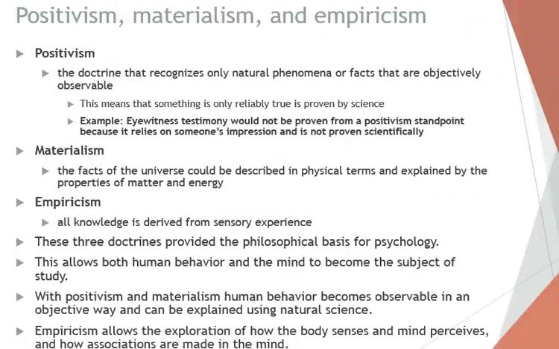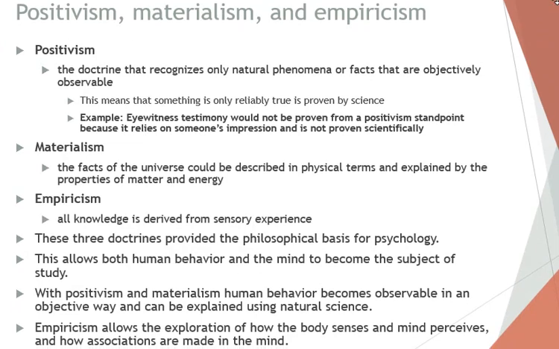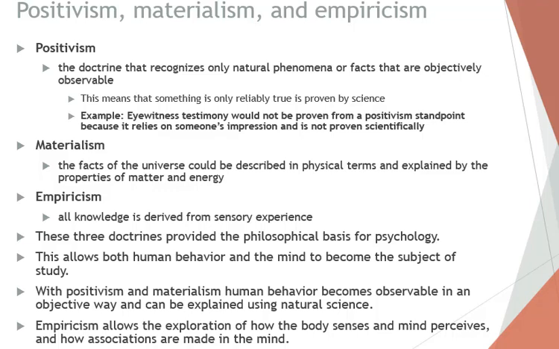Next, we're going to continue looking at the influences on psychology, and we've got three, I don't know if I'd call them theories, but more the ideas that modern psychology is based upon, and none of these are mutually exclusive. All of them can exist independently or together. And that is positivism, the doctrine that recognizes that only natural phenomena or facts are objectively observable, which is the idea that you can only know something is true if you can measure it.